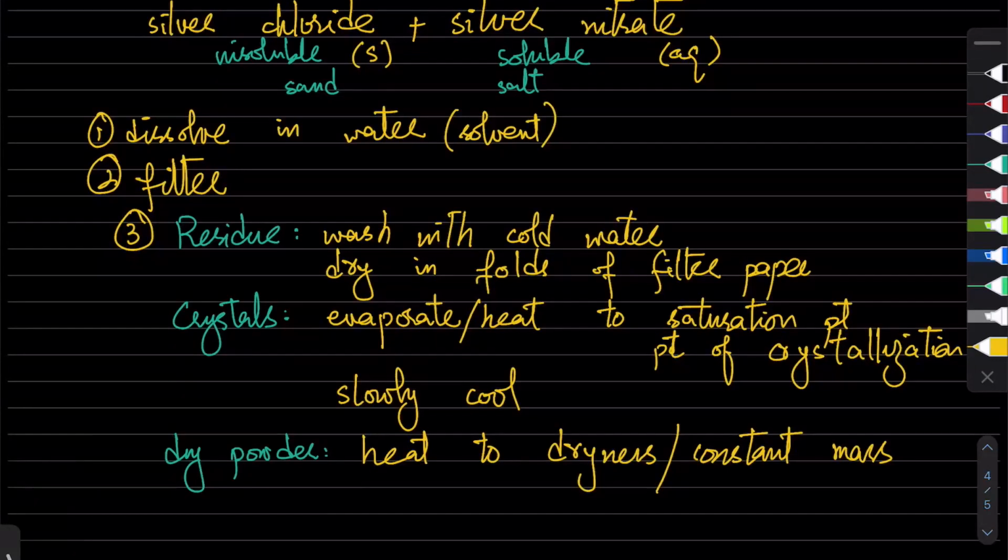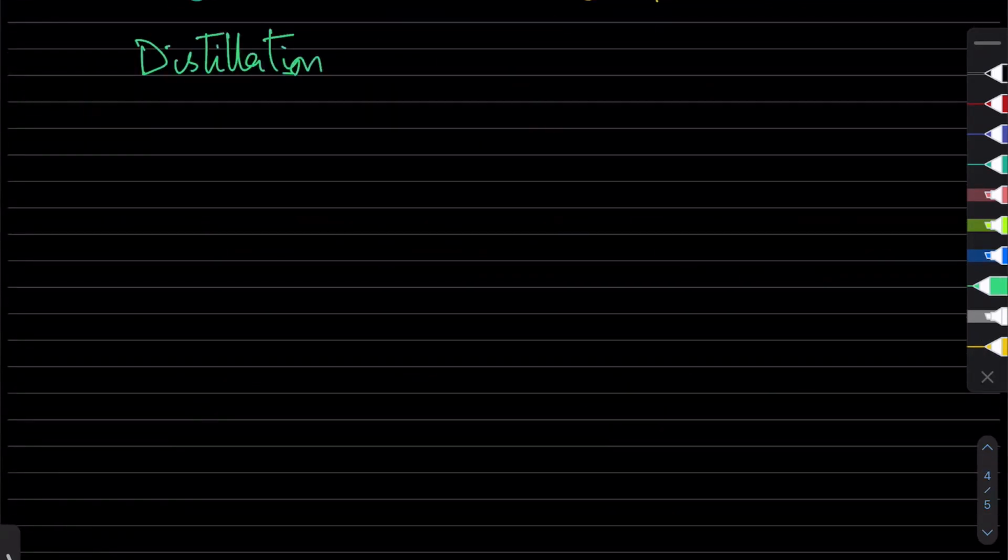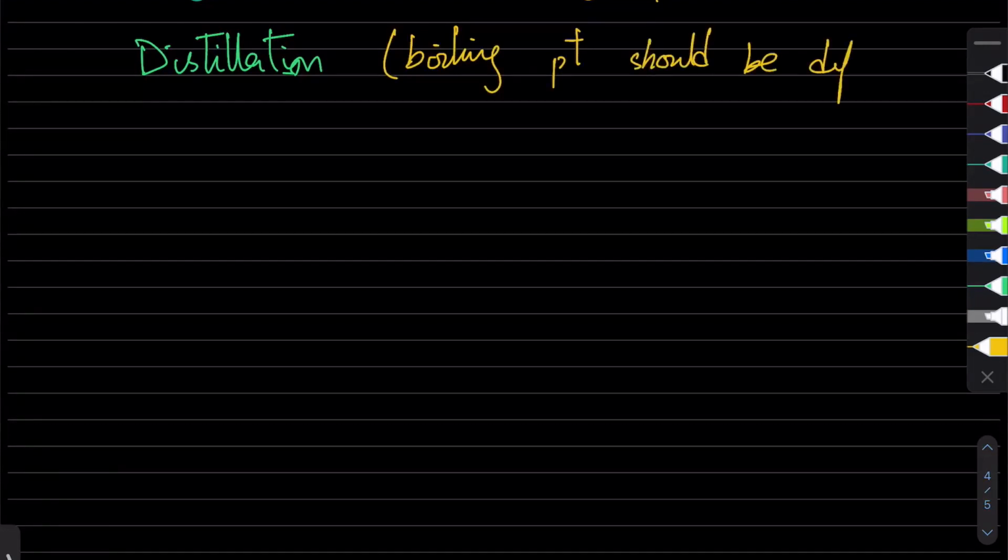Now, moving on. The second technique that you have, distillation, is important if you have a liquid that you want to collect. All right. So if you want to collect liquid, then you do distillation. Now, how do you do that? You basically make sure that the boiling points are different. Okay. So if the boiling points are different, then you can separate the liquids that you have there. So how do you get to that point?